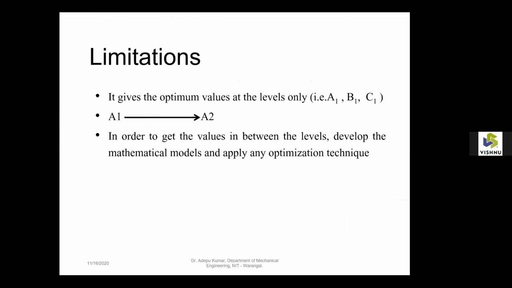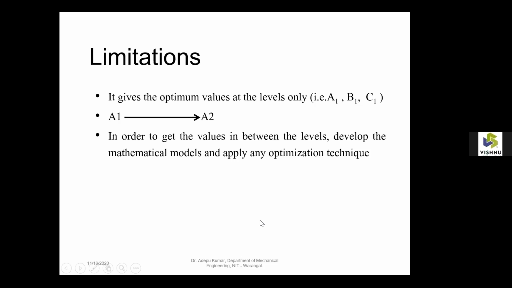The limitation is that it gives the optimum value at the levels only. So you are taking the range 10 to 20, that is 10, 15, 20. You are considering the level of each parameter. Level 1 is 10, level 2 is 15, level 3 is 20. You get the optimum condition A3, B3, C1. That is only at nodal points. Your optimum values, maximum or minimum, you are getting at the nodal point.